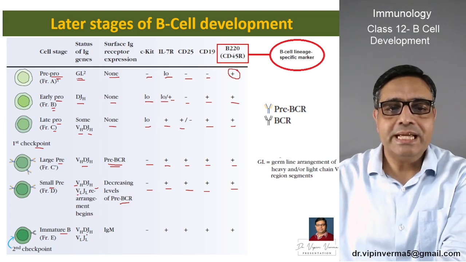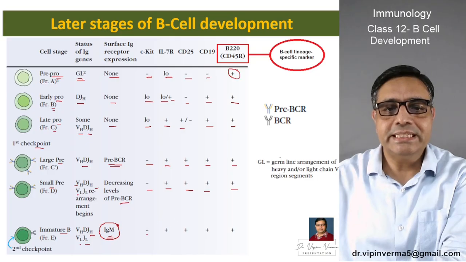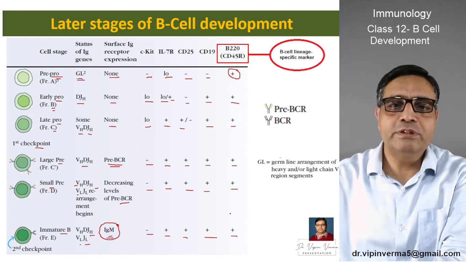And then comes the immature B cell, where we do the second checkpoint. In this particular cell, we have the V heavy D J heavy chain and V light and J light chain present, and then we have IgM expression, which happens for the first time in the immature B cell. So remember this. Then we have c-KIT negative, IL-7R positive, CD25 positive, CD19 positive, and B220 CD45R are positive.